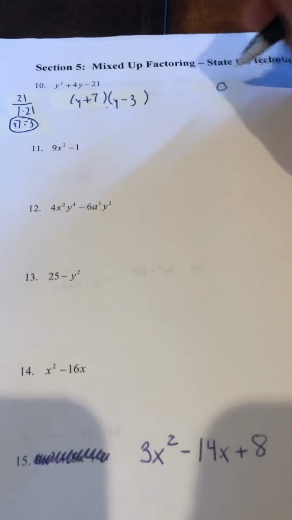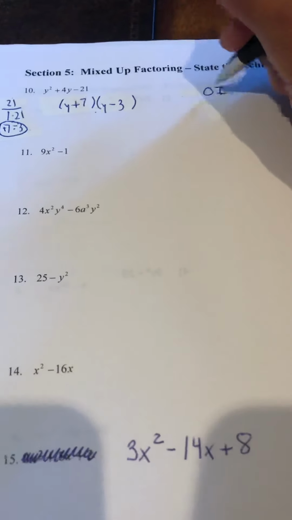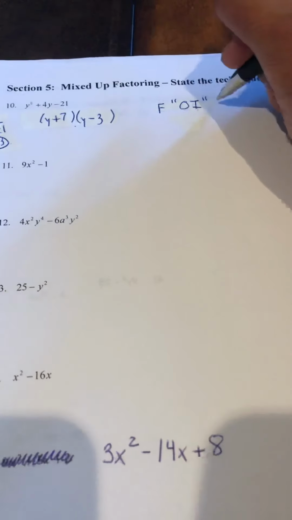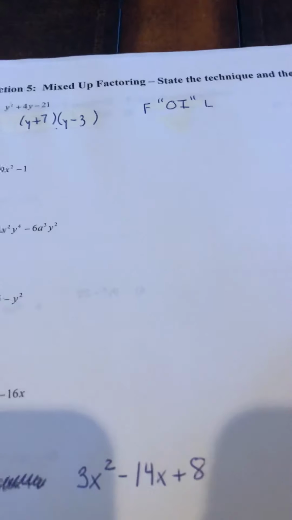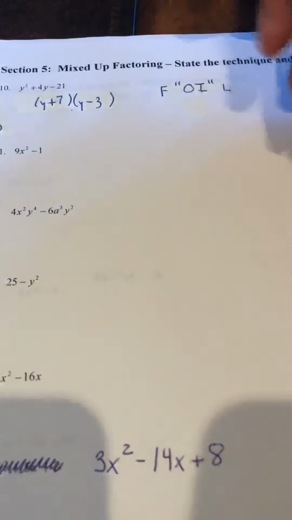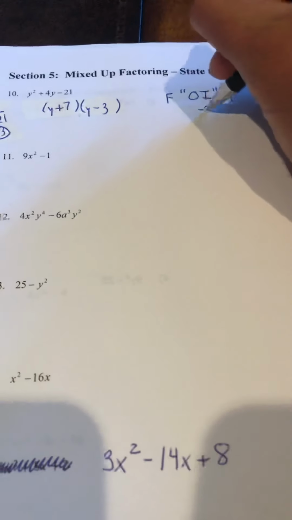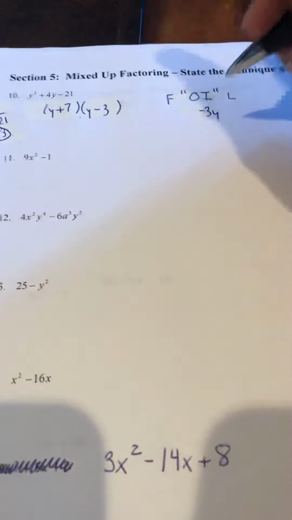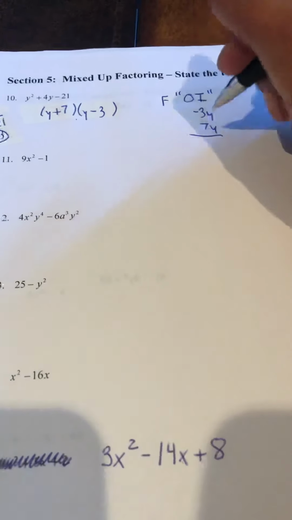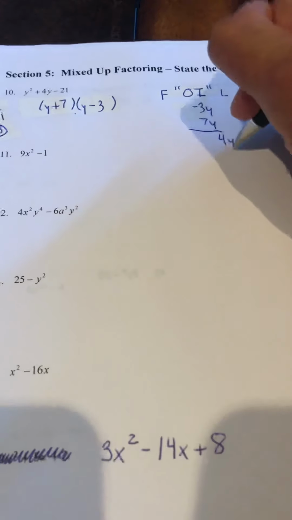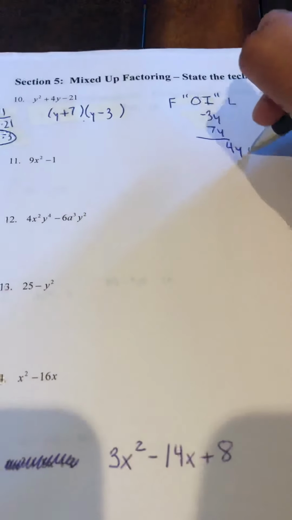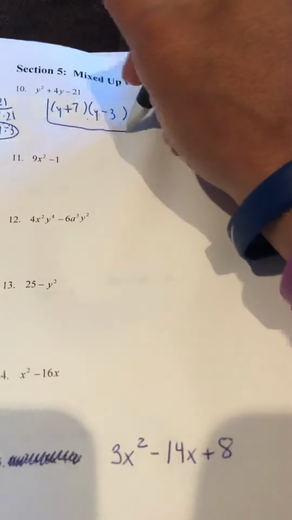Our check comes from our OI. The OI are the middle parts of FOIL. Some of you may use the box method. So we're going to take the outers and inners. So we have y times negative 3, which is negative 3y. 7 times y, which is the inside. We then add those to get 4y. This matches up with the original 4y, so that checks out, and therefore this is our answer.